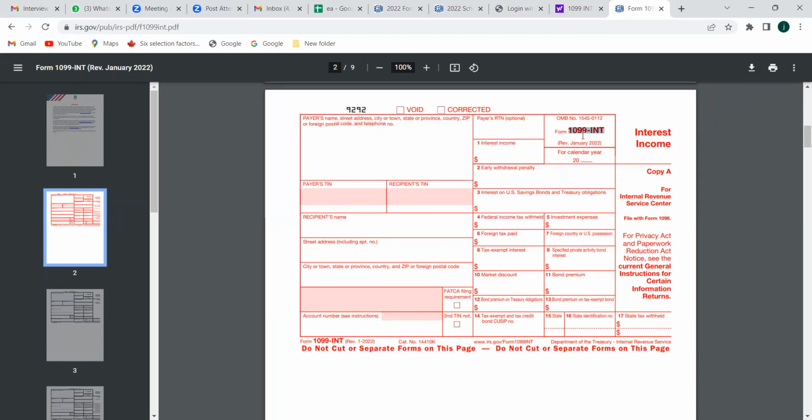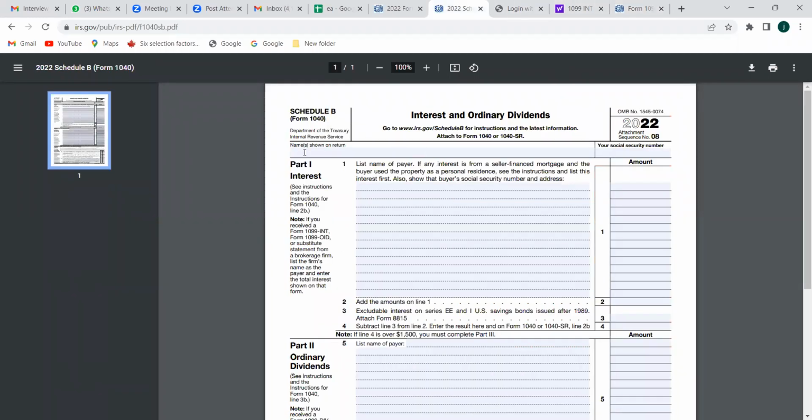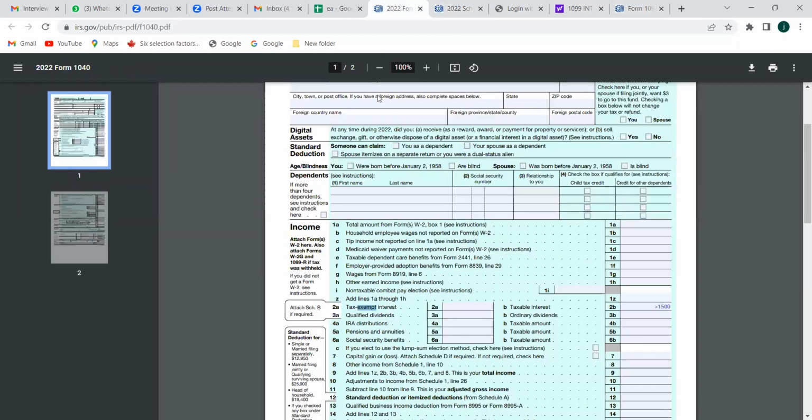So 1099 INT is the source document for the interest. And if the interest exceeds more than $1,500, we are supposed to attach Schedule B. In Schedule B, we need to enter Part 1, and it will be reported straight away to Form 1040 line 2B. Done? Clear, everyone? Any doubts in this? No.